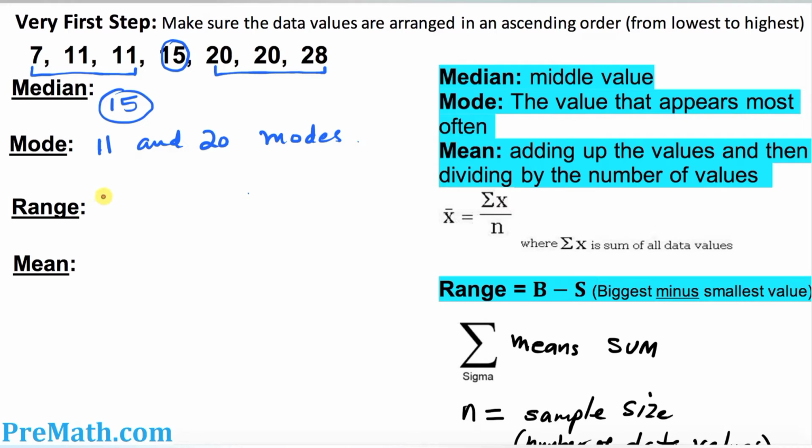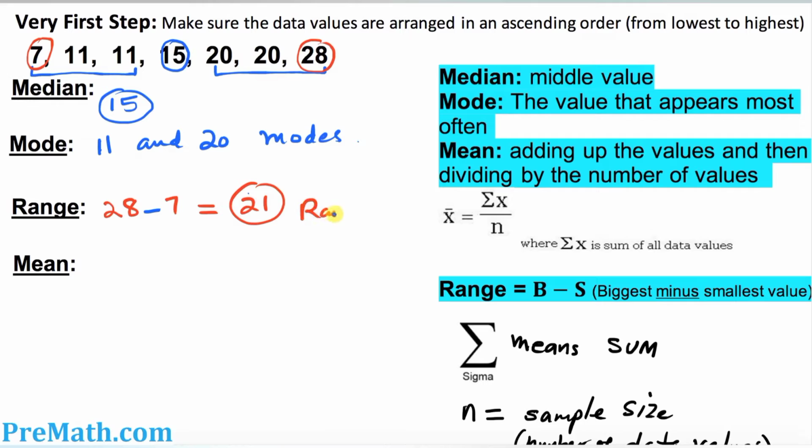Finally, our range is simply what? Range is over here. The smallest value is 7, and the highest value, the maximum value, is 28. So range is simply the biggest number minus the smallest number. The biggest number is 28, and minus, you always put a minus, the smallest number, 7. You subtract, and that turns out to be 21.